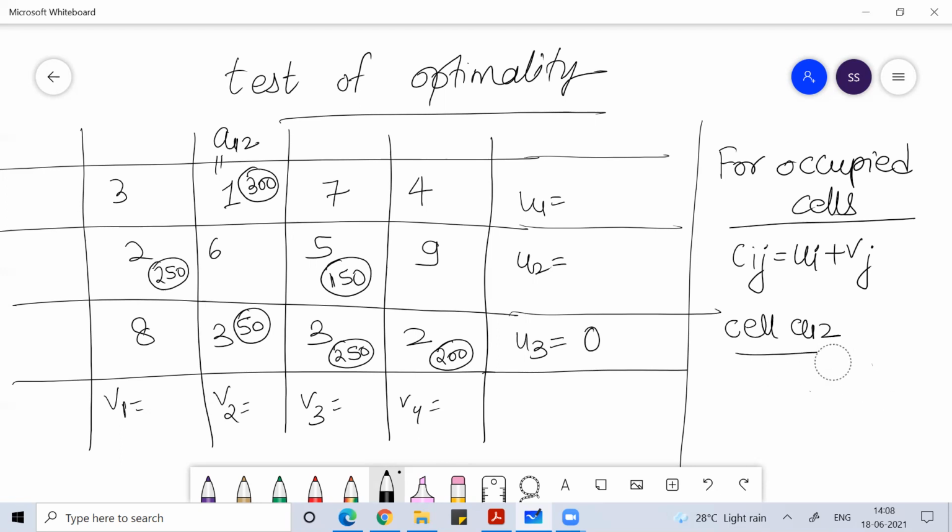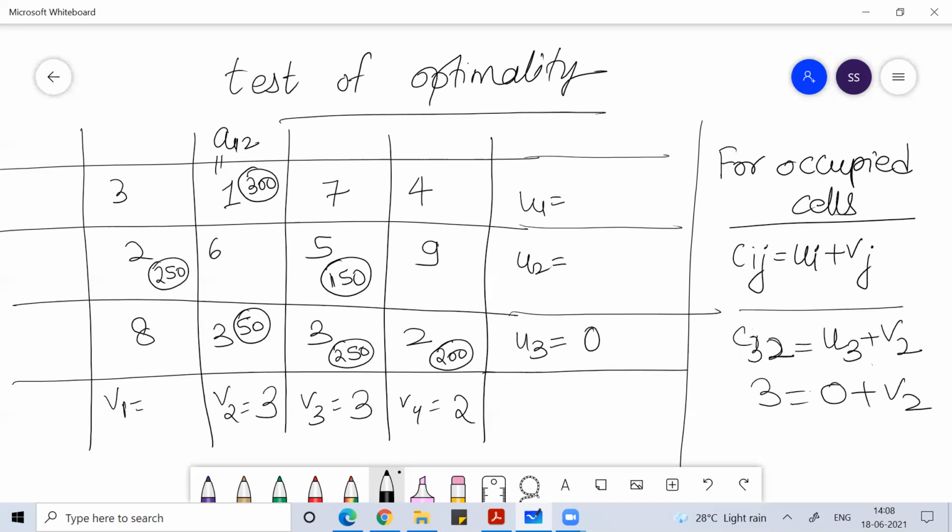First, you know that out of U1, U2, U3, V1, V2, V3, V4, for the UV method, one of them you put 0. So I put U3 as 0. So automatically I can find the V2 value, that is 3. This is 3, this is 2. How? Because C32, the third row, second column, is U3 plus V2. So C32 is 3, U3 is 0, so V2 will be 3.